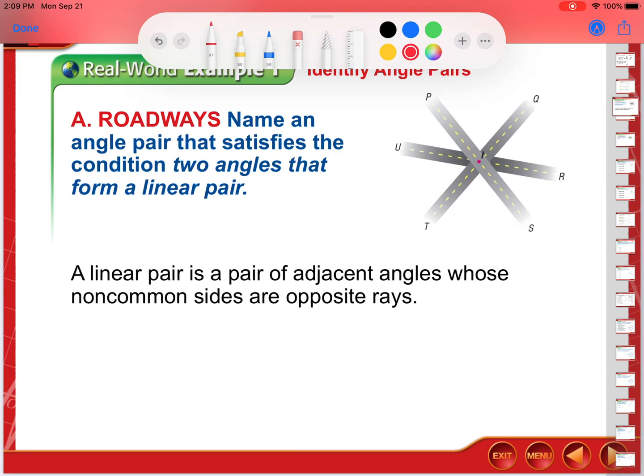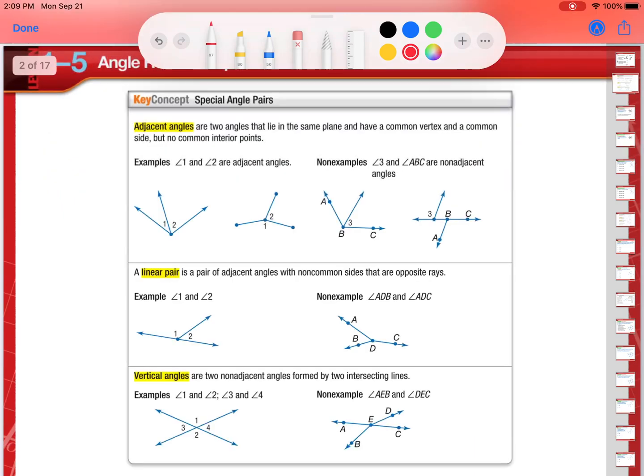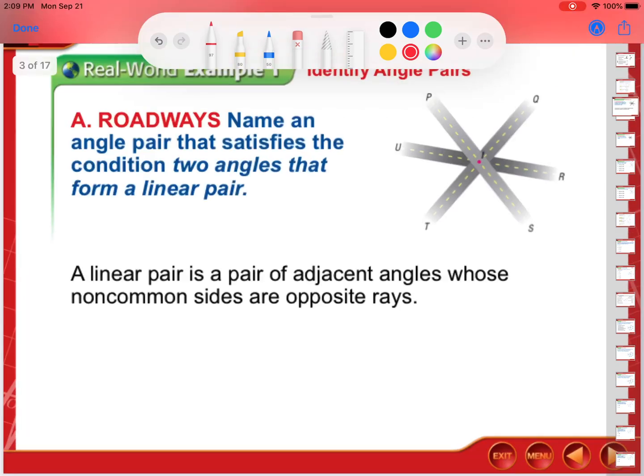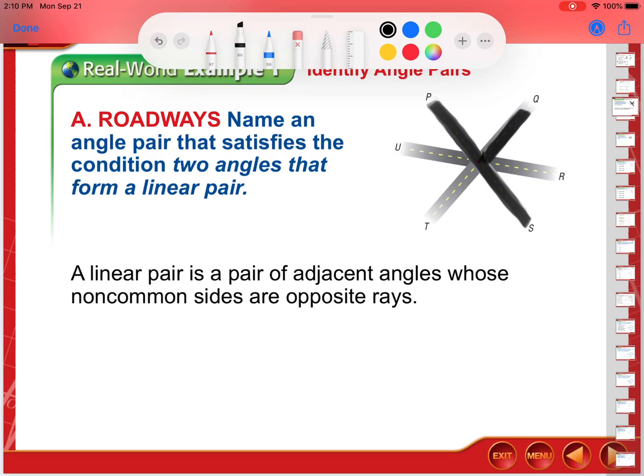So our first problem. Name an angle pair that satisfies the condition: two angles that form a linear pair. So if we go back to our first vocabulary page, we know that a linear pair are two angles that add up to equal 90 degrees. Or not 90, 180 degrees. So right here, I'm going to go across this line here. So that's going to be my straight line. And then the angle I'm going to choose is connecting right here, at the point I right there.